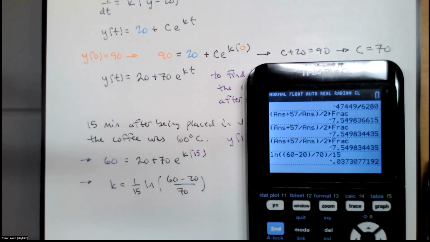K is negative. We expected this because we are approaching the asymptote. This is whether we started off with a hot object that is cooling down to 20 or a cold object that is heating up to 20. We got negative 0.0373.